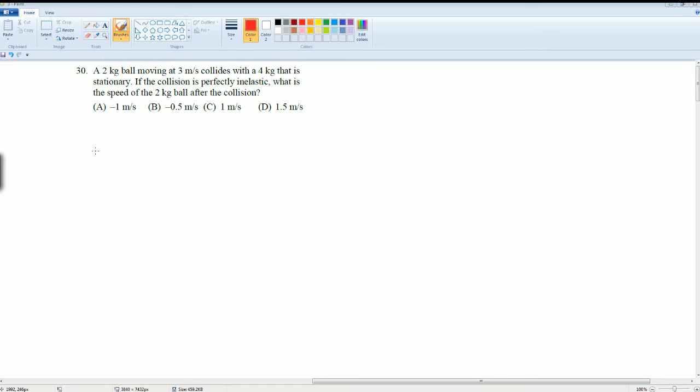Alright, so we have the 2 kilogram ball, so mass is 2 kilograms, and velocity here is 3 meters per second. It hits a, let's see, green ball. The mass here is 4 kilograms, and v equals 0. Okay, and what happens here?